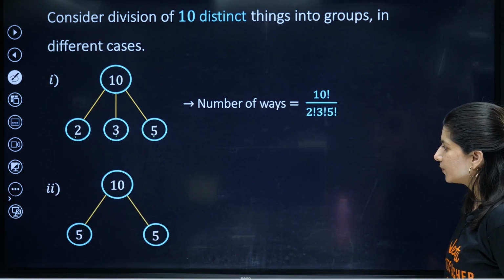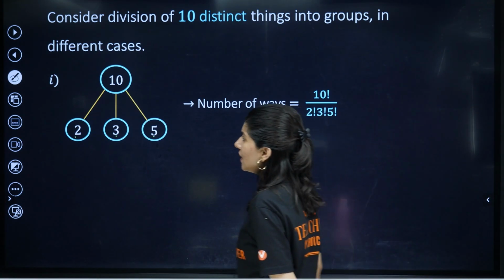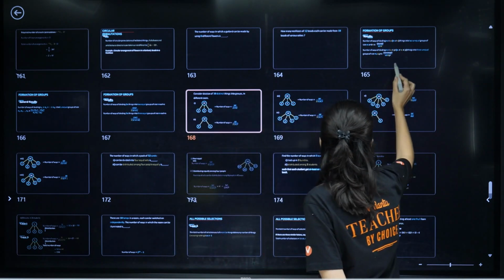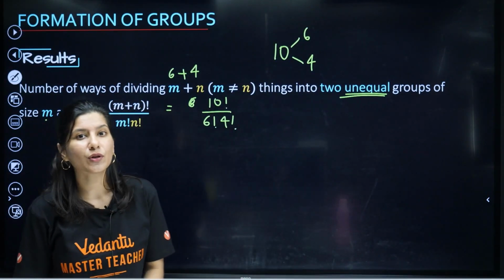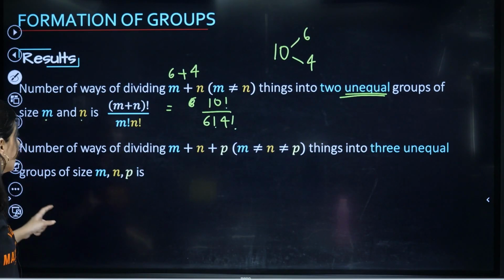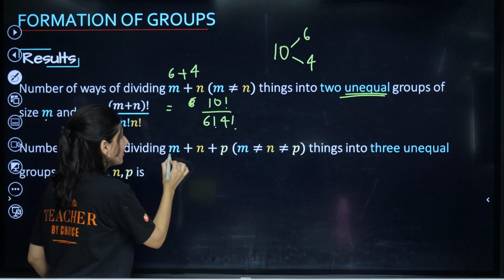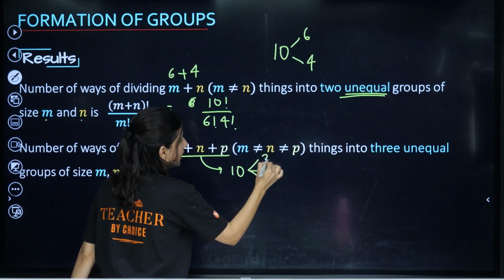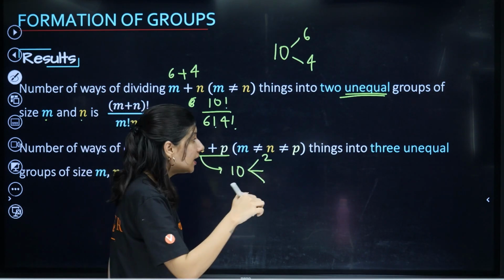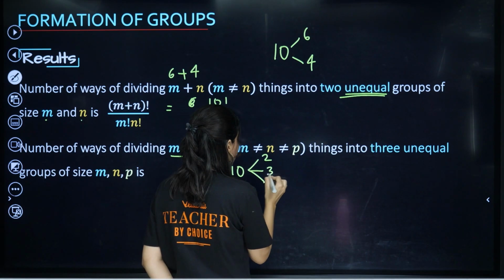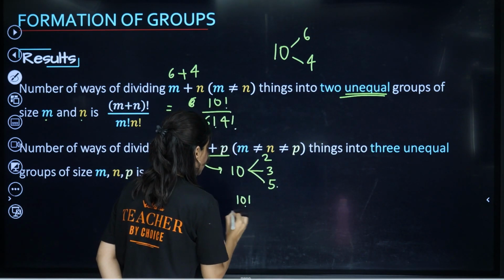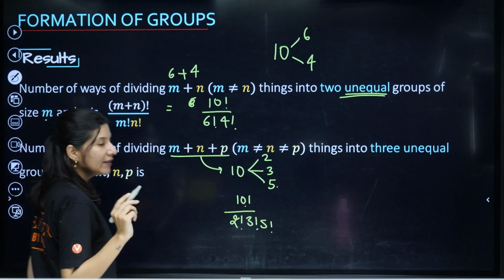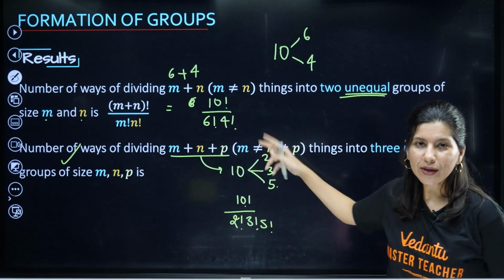Okay. All right. Now what happens when, because ma'am you are focusing on unequal groups. What happens when the groups become equal? So let us understand what will happen when groups will become equal. Number of ways of dividing 10 things into 3 unequal groups such that 2, this is 3 and this is 5. So this is 10 factorial upon 2 factorial, 3 factorial, 5 factorial. This is what we have already done. Right? So I hope that this is also clear. Very basic. So unequal ka this is the funda.